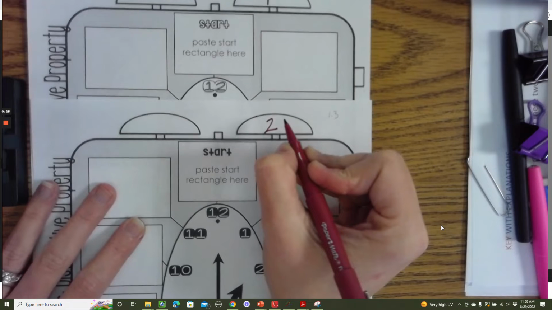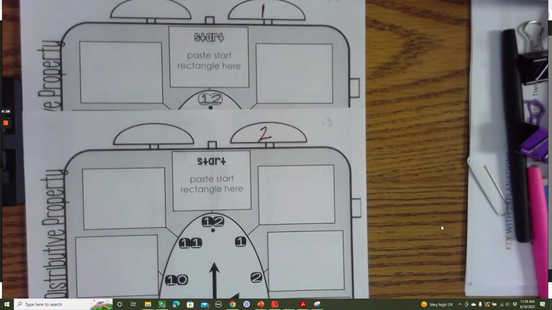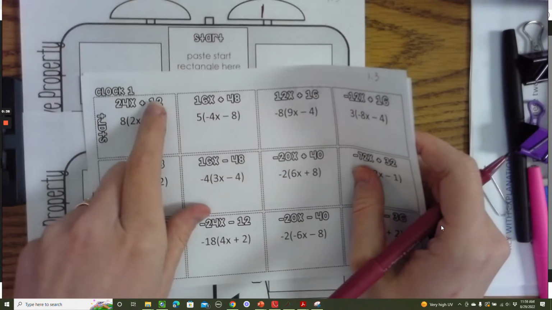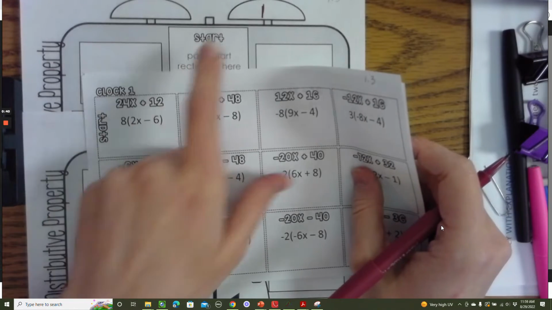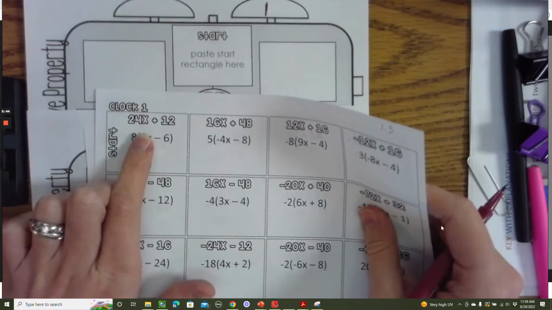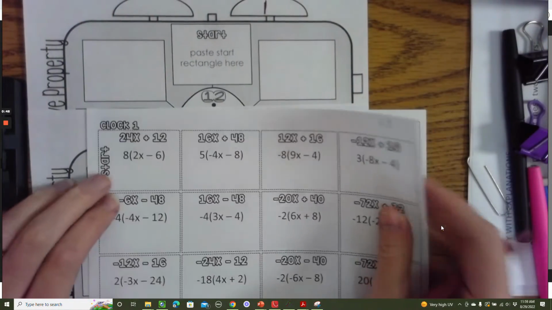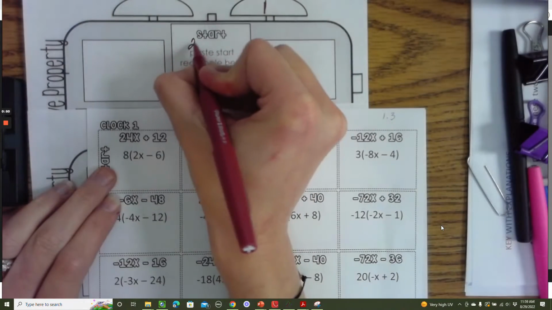Okay? All right. So where it says start, we are not going to cut these little pieces out. That's just too time consuming. So clock 1, your pieces. See where it says start here? We're going to write this in this box. So this is only for clock 1. You're going to write the start. Clock 2, you're going to write your start box. I will fill them both out so you can see what they should look like.